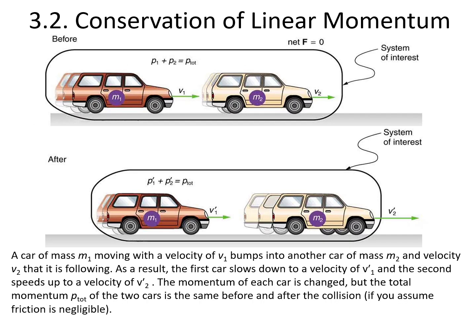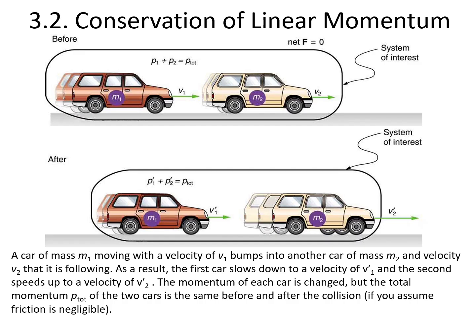This slide shows two cars moving in the same direction. The first car bumps into the second car. During the collision, each car's momentum changes. The first car slows down and the second car speeds up. So, if we look at each car separately, momentum is not constant for either one. But if we treat both cars together as one system, the total momentum can remain constant.